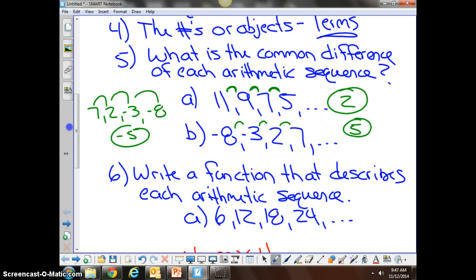Okay, so hopefully we cleared that up for you. You read left to right, and if you're gaining 5 each time, it's a common difference of 5. Left to right, if you're losing 5, the common difference is -5.